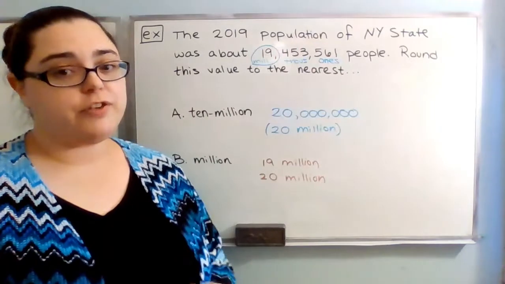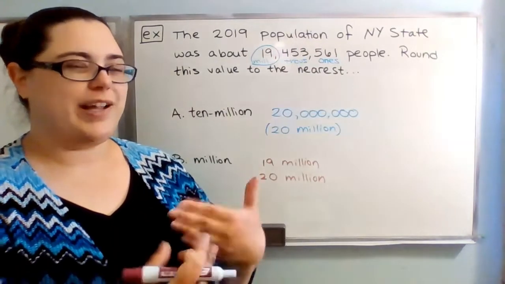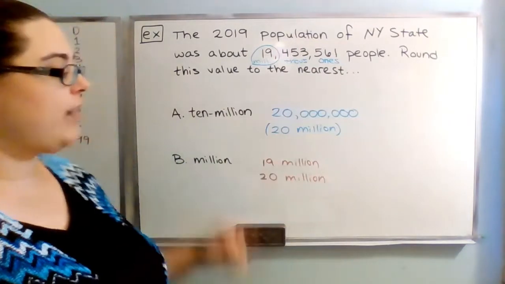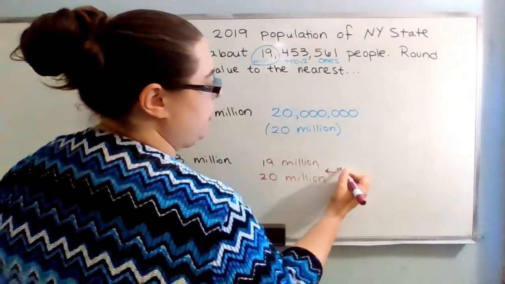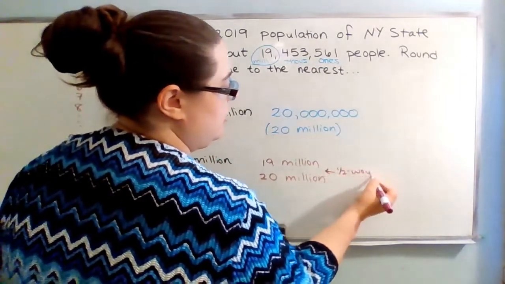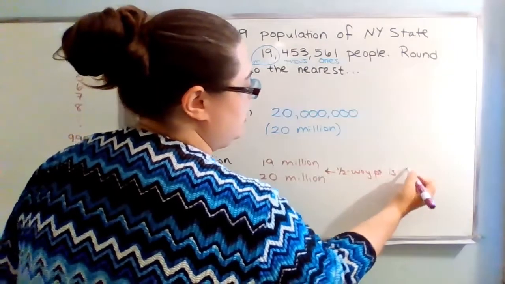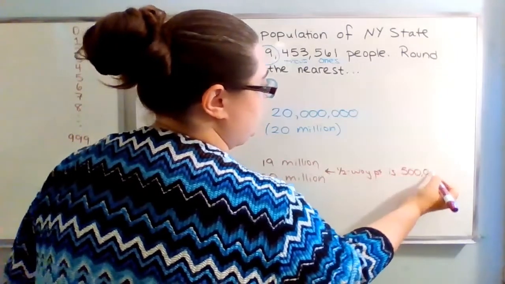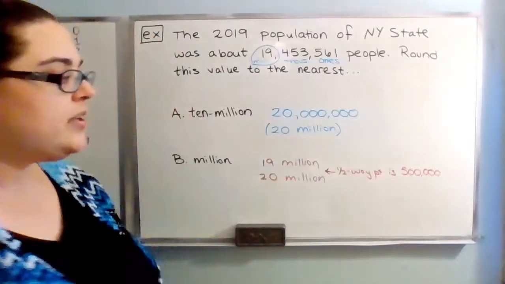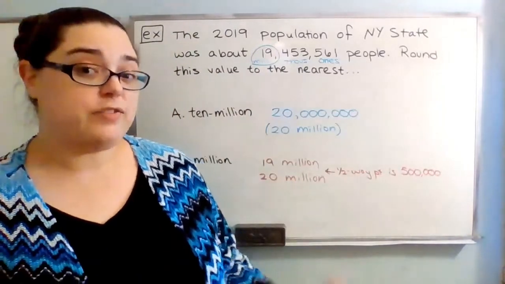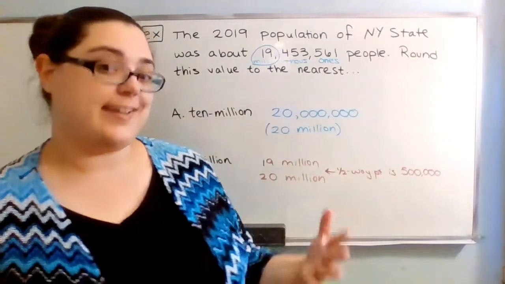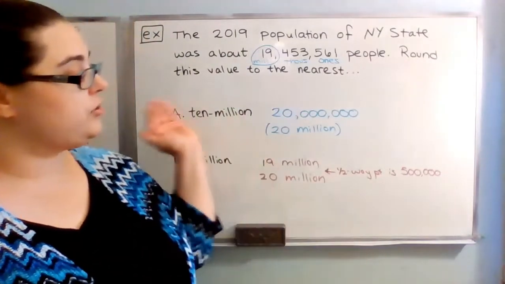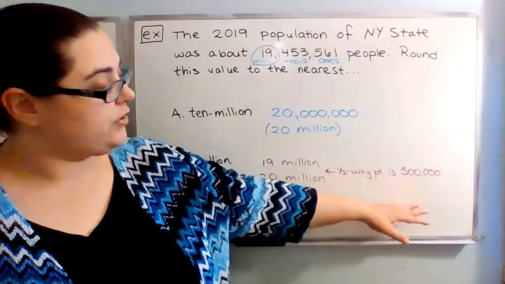So when you're checking for closer, you want to be thinking of a halfway point. So halfway between 19 million and 20 million, my halfway point is 500,000. You'll find fives a lot when you do halves, because half of 10 is 5 and all of our numbers are built off of tens. So halfway to a million is 500,000.